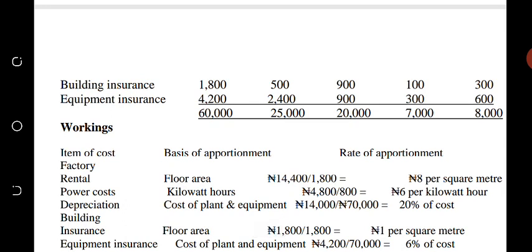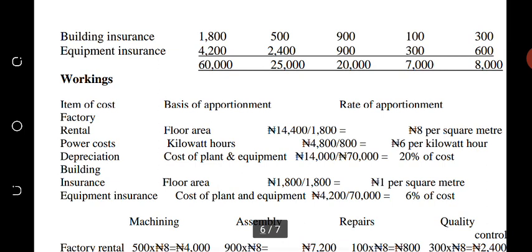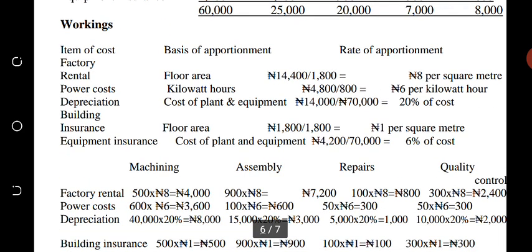And how do we do that? 14,400 divided by 1,800 will give us 8 naira per square meter. After getting this, we multiply it with each center's square meter. So let's go to factory cost now.